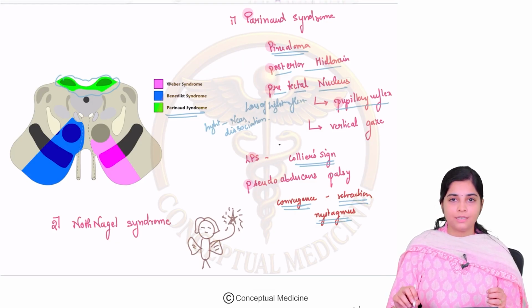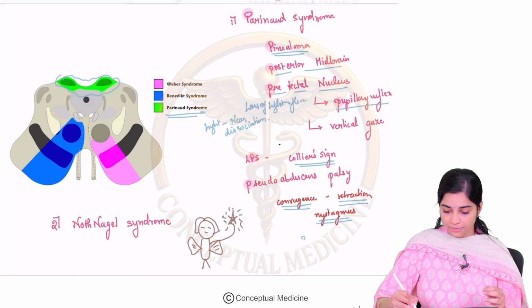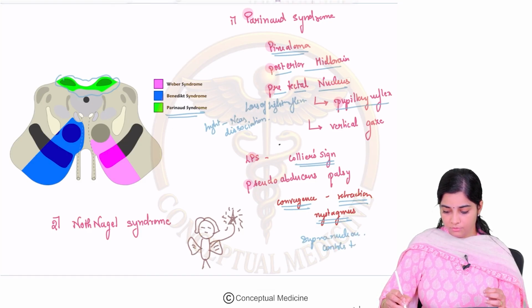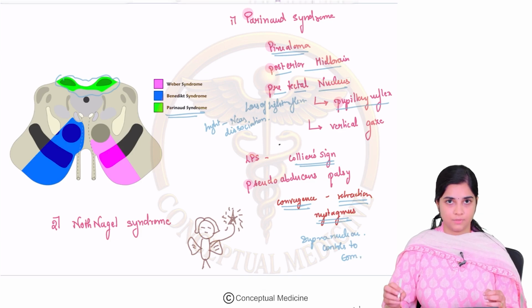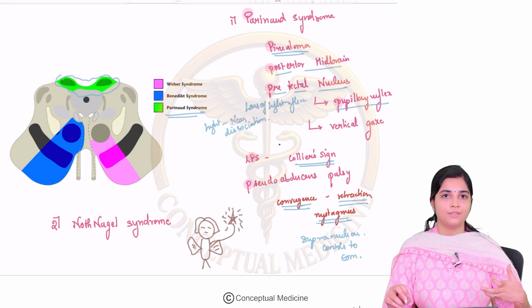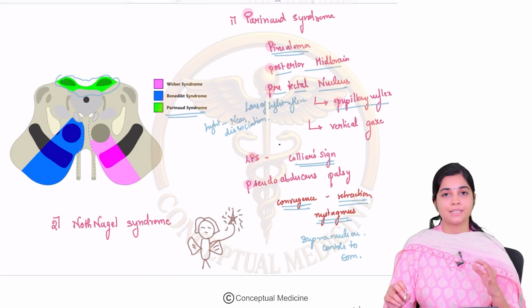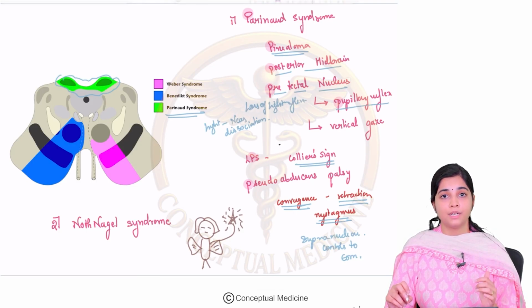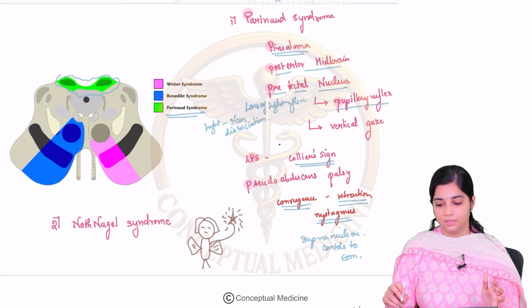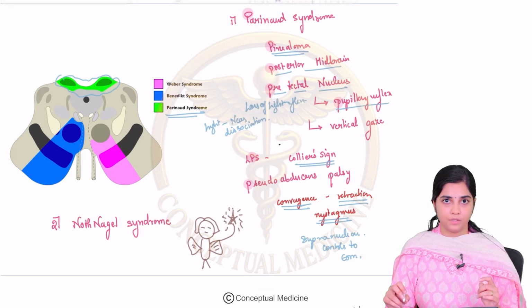Let us understand that there are supranuclear controls to your extraocular muscles, which are present in this particular region in your posterior brainstem. Now, because there is damage to it, the supranuclear control is lost.